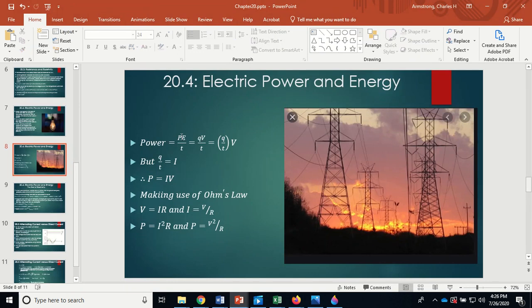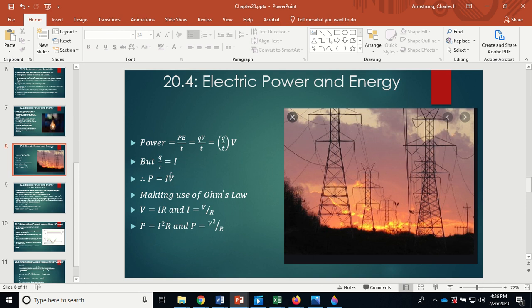So power, you can think of it as potential energy over time, or QV over time. Remember, potential energy is the charge times the voltage, over time. And you've got Q over T times V. Well, what's Q over T? That's current. Q over T is the current. So power equals current times voltage.